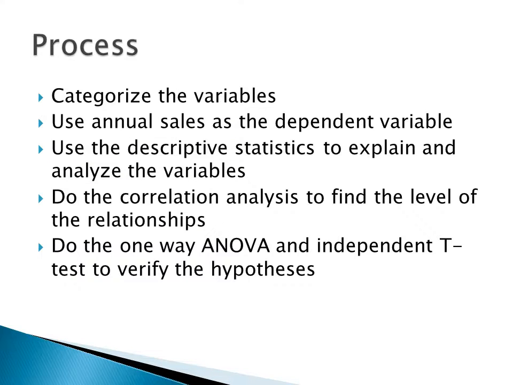And for process, first, there are 136 variables in the data set. So first, I categorize the variables into some categories like age, races, population, or income. And second, I use some descriptive statistics to explain and analyze the variables, like analyzing the average sales to states, the average sales to the number of stores, and so on.